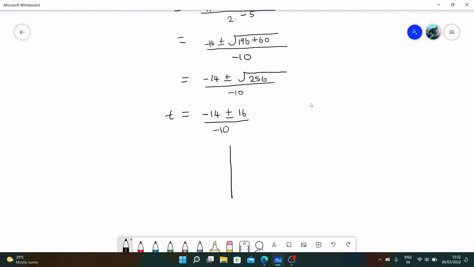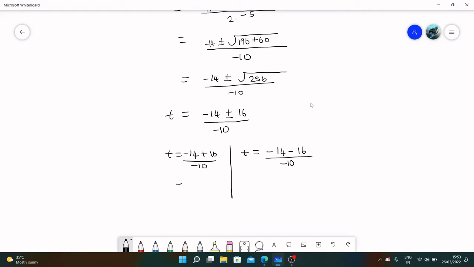because we have a plus minus. Plus minus basically means a plus and a minus. So they're saying one equation will have minus 14 plus 16, but it should also have minus 14 minus 16. So I'll just show you how it works. t equals minus 14 plus 16 divided by minus 10, and on this side we can have minus 14 minus 16 divided by minus 10.